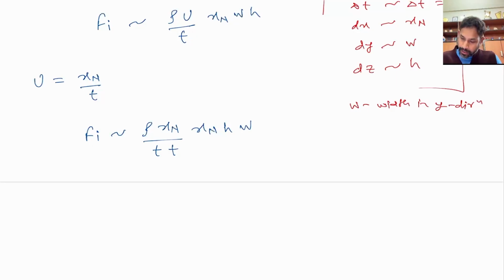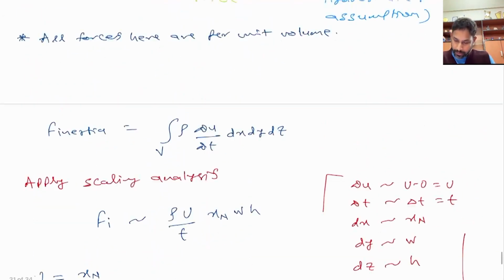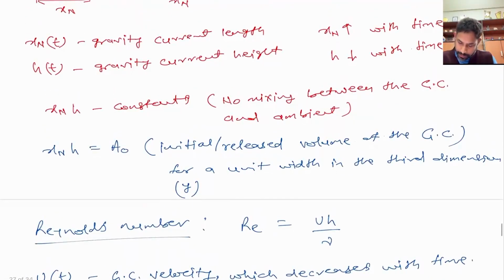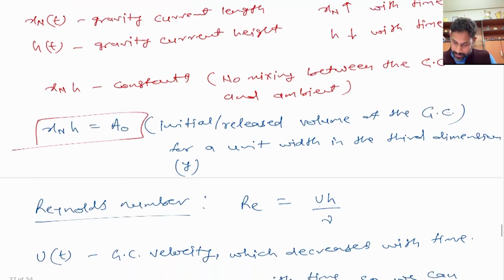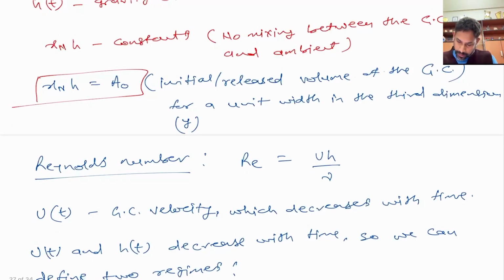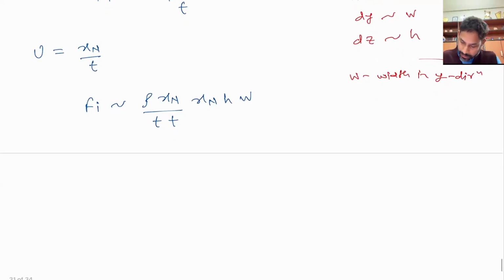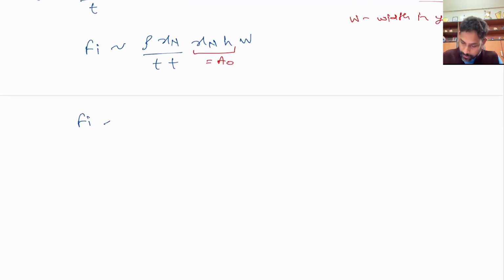Okay, and this xn over h is something that we have already analyzed. So xn over h here is a naught, that is the initial volume that is released, right? And that is why we can call this a naught, and that is why this will give Fi to be proportional to rho xn a naught w over t square.